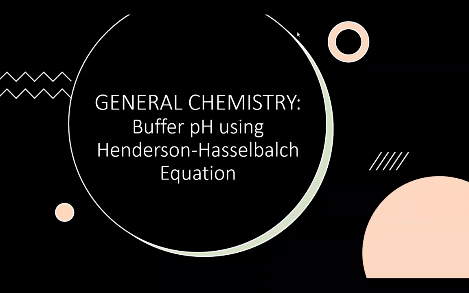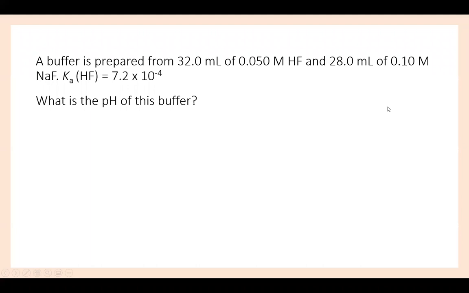Welcome. In this general chemistry tutorial, we'll look at calculating buffer pH using the Henderson-Hasselbalch equation. A buffer is prepared from 32.0 milliliters of 0.050 molar HF and 28.0 milliliters of 0.10 molar NaF, and we're given the Ka of HF. What is the pH of this buffer?